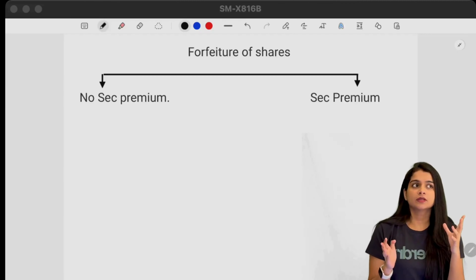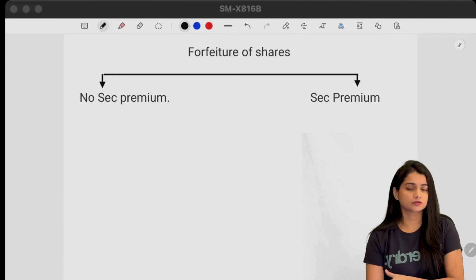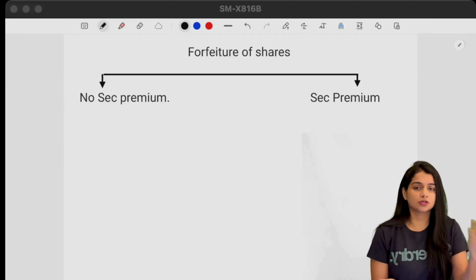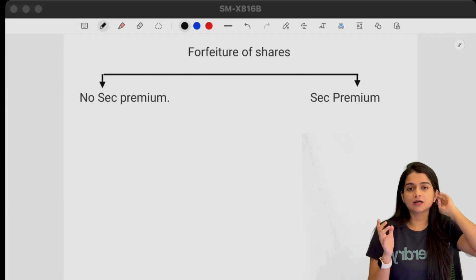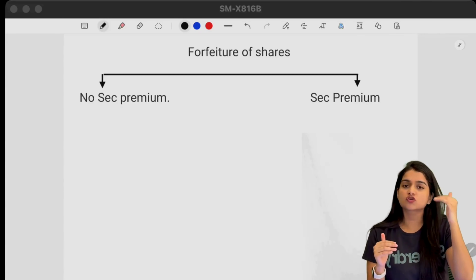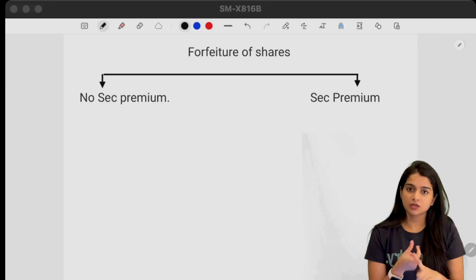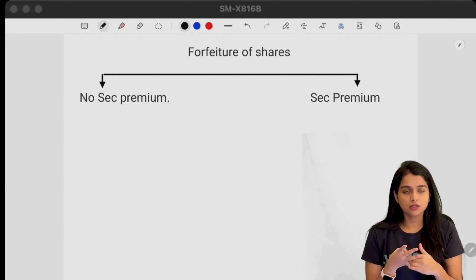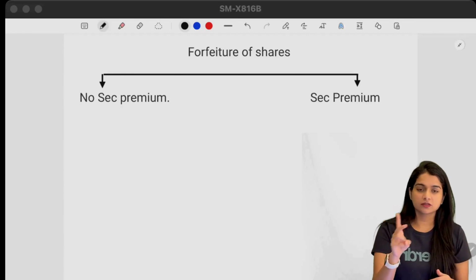Do we know what calls in arrears is? Let me give you a brief understanding of what calls in arrears is in maybe a minute, and that is how you'll understand share forfeiture. Now, all of us know that when the company asks for money from people, it asks for money in installments. These installments are known as application, allotment, and first call, and there can also be a second call. But let's assume in our case that it is application, allotment, and first call.